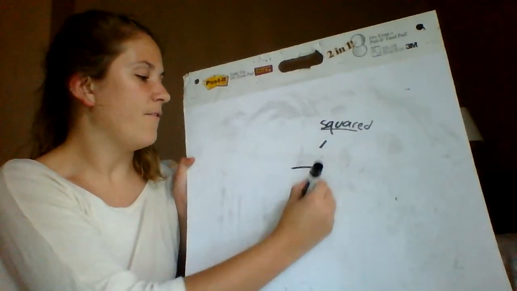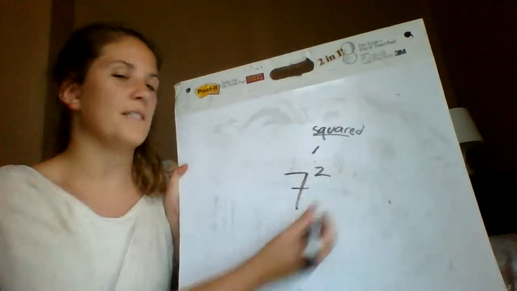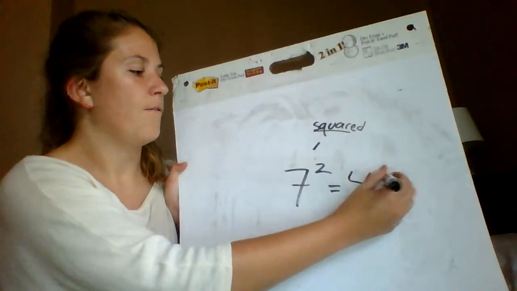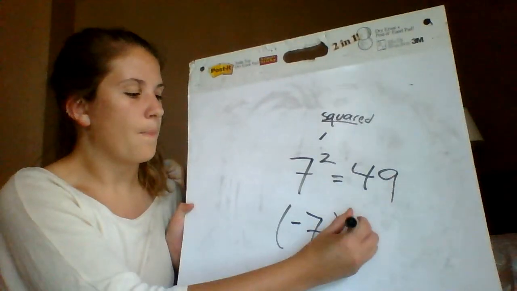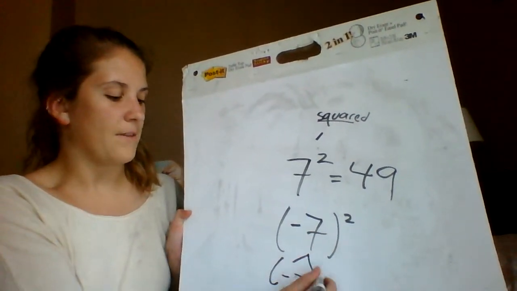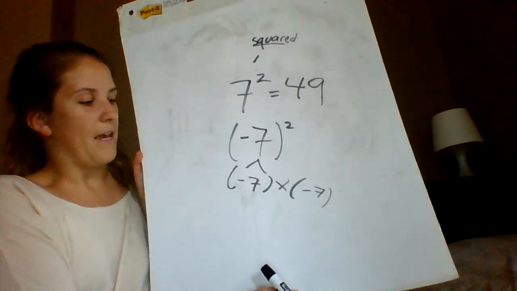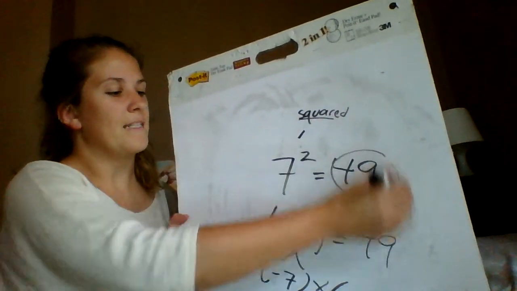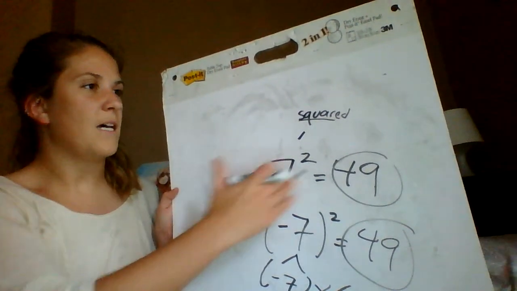I know that 7 squared, and don't break Miss Miller's heart, 7 squared is not 7 times 2, but it's 7 times 7. So 7 squared is 49. You may have guessed -7 squared. Well, a negative times a negative, and this is going to stay negative because it's in parentheses, a negative times a negative equals a positive, so -7 times -7. This is also 49. 49 is a perfect square because you can take two of the exact same number and multiply them by themselves to get this number.